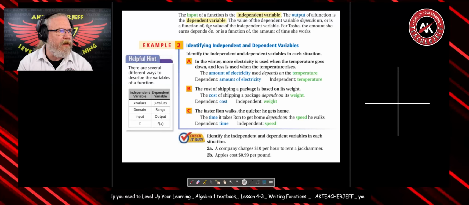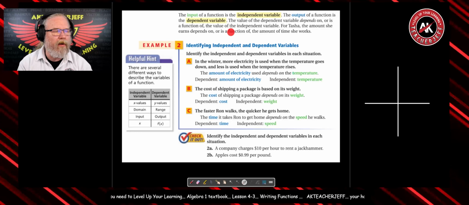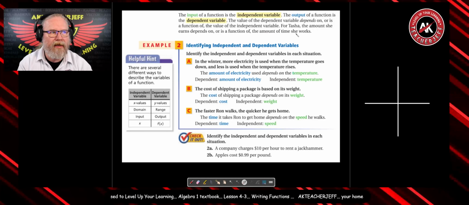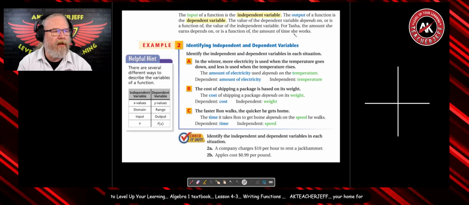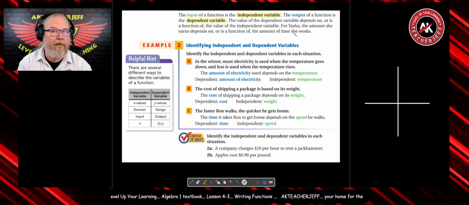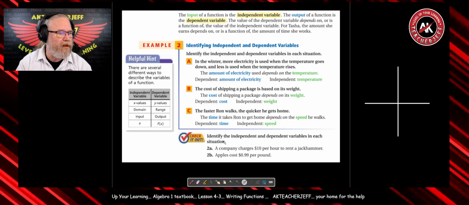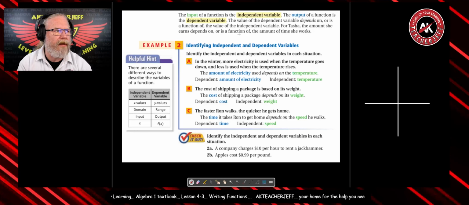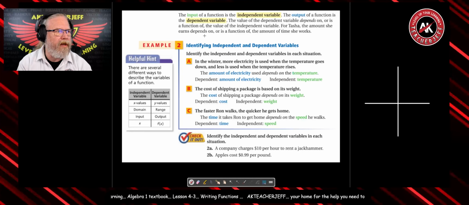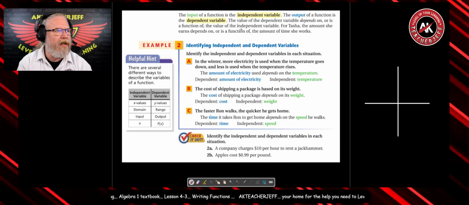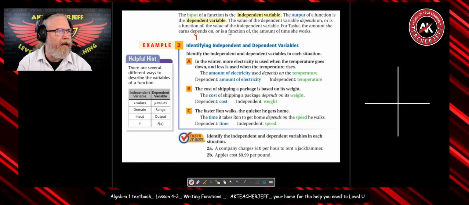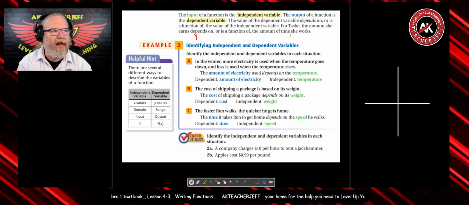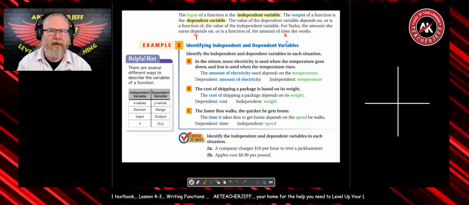So for Tasha, the amount she earns depends on, or is a function of, the amount of time that she works. So the amount of money she makes depends upon how much time she works. If y depends on x, the amount of money she earns, y, is a function of the amount of time she works. So the time is our x value.